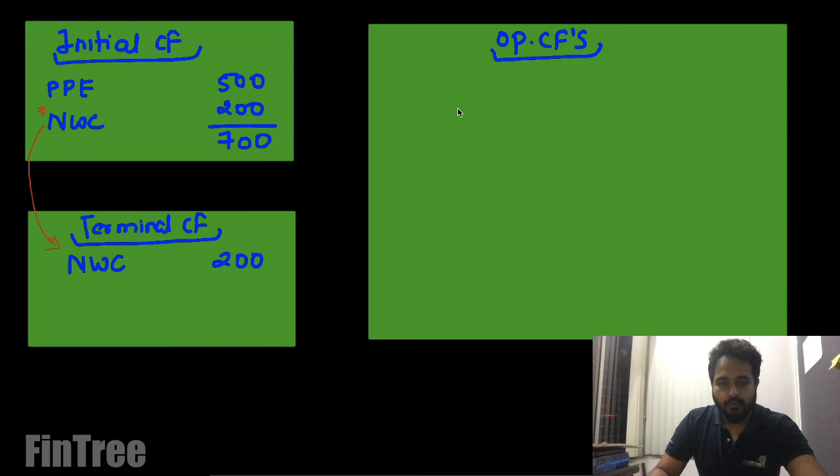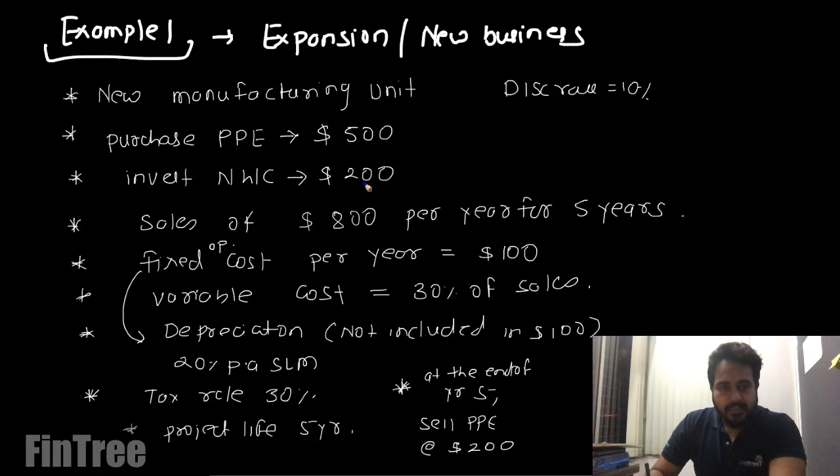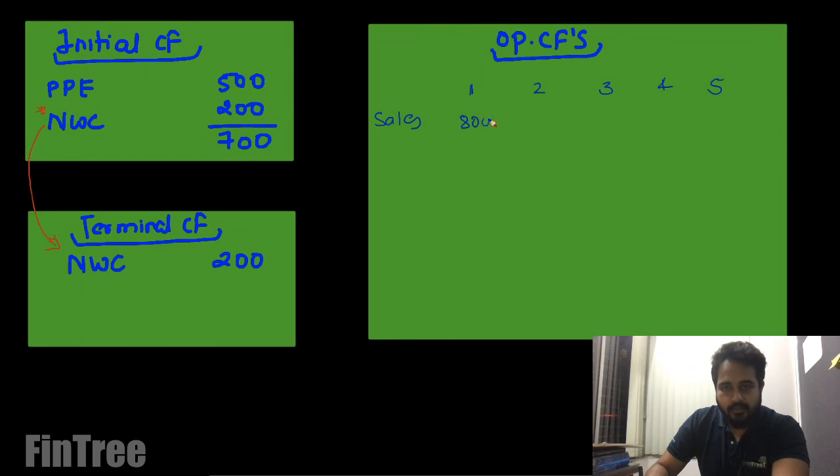So for operating cash flow, we will have year 1, year 2, year 3, year 4, year 5. I don't have to do it for 5 years because the numbers are the same, but I'm doing this just to establish this as a practice, because in my next example, the numbers for every year are going to be different. So just to get you used to that method, I'm going to do this for 5 separate years. Sales each year is going to be 800. So let me plot 800 for each year.